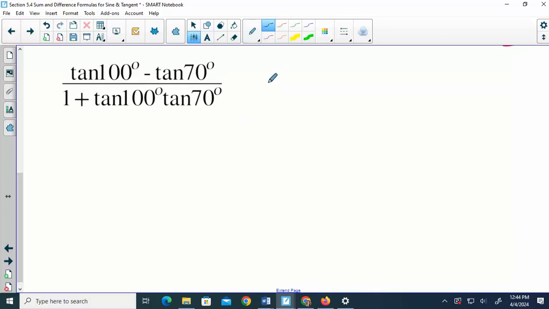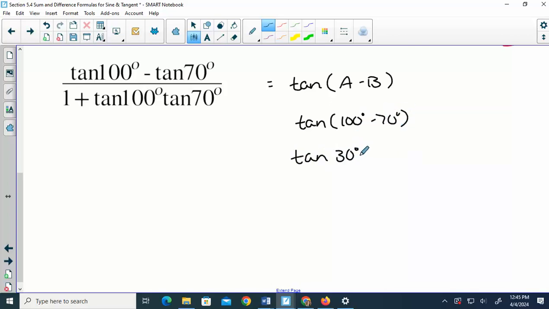Tangent of 100 degrees minus the tangent of 70 degrees over 1 plus tangent of 100 tangent of 70. We've got to do the formula backwards. So which formula is that? Subtraction tangent. So it's tangent of A minus B. So 100 minus 70, or 30 degrees, and the tangent of 30 is square root of 3 over 3.